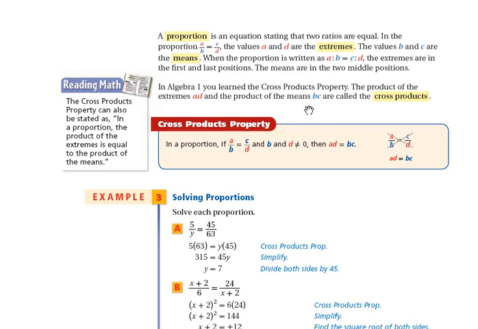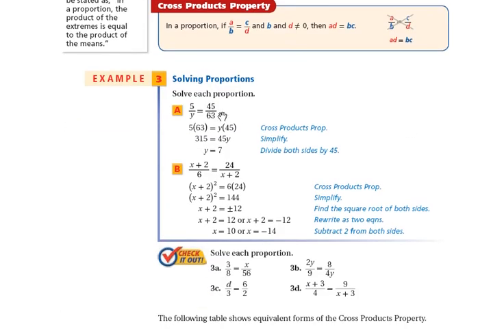Now in algebra, when we want to solve something like this, we use our cross products. So what we're doing is we're just multiplying A times D and setting it equal to B times C. So we crisscross like that. So you can see here in these examples, we're just multiplying 5 times 63 and setting it equal to 45 times y, and then just solve for y. Here's another example where there's a little bit more math involved, taking the square root to both sides and solving for x that way.